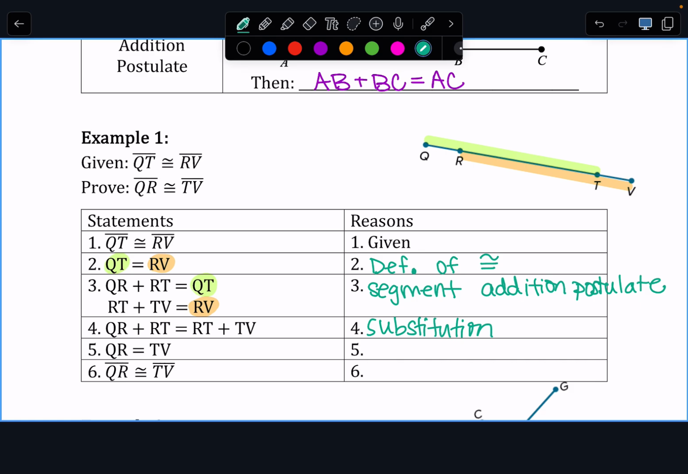Now, what happens from step 4 to step 5? Do you see how both sides have plus RT? And then we can subtract them out. Well, when we look at this picture, doesn't that make sense? These two overlap, and if we take out the overlap, we're left with those 2 cute little segments that now are equal. But our whole goal was to prove that they were congruent, so since I have that they're equal, when I write the congruent sign now, our reason is definition of congruent.